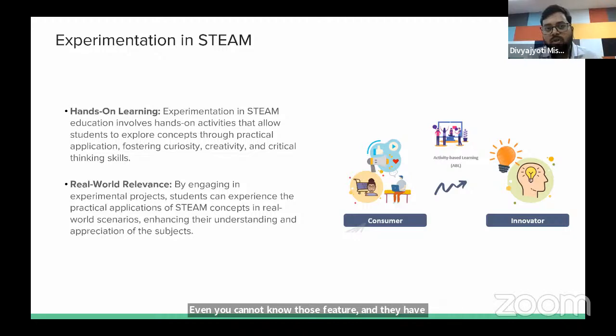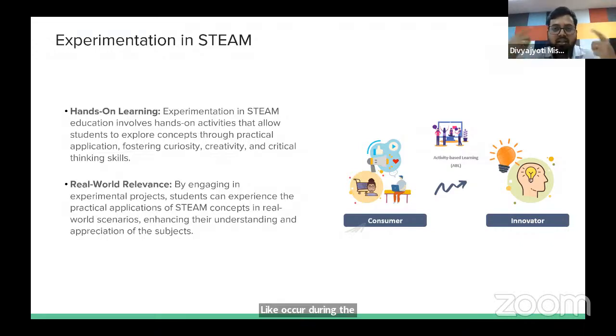So what is our focus? We design some activities in such a way that they are relatable to their science or mathematics concepts, and at the same time they can see the practical application of those concepts in real world scenarios. So this process is called experimentation or activity based learning. Now, there's one more term that is being coined. It's called tinkering. Sometimes during this experimentation process, multiple errors might occur.